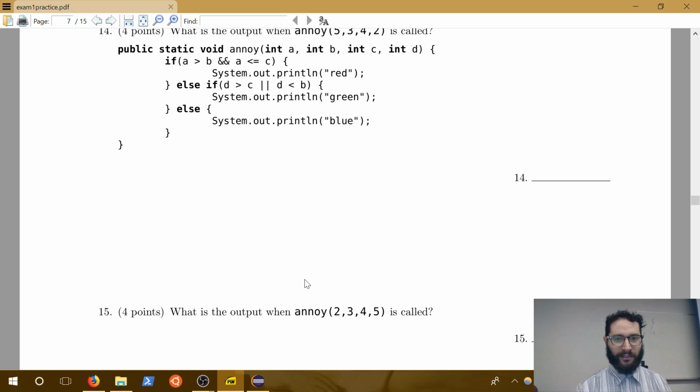Now we ask, what do we do if 2, 3, 4, 5 is called? Well, we pass in 2, 3, 4, 5. Is 2 greater than 3? No. So we go down to the next one because that's an AND, so we can skip the rest. Is 5 greater than 4? Well, it is, so we print out green again.